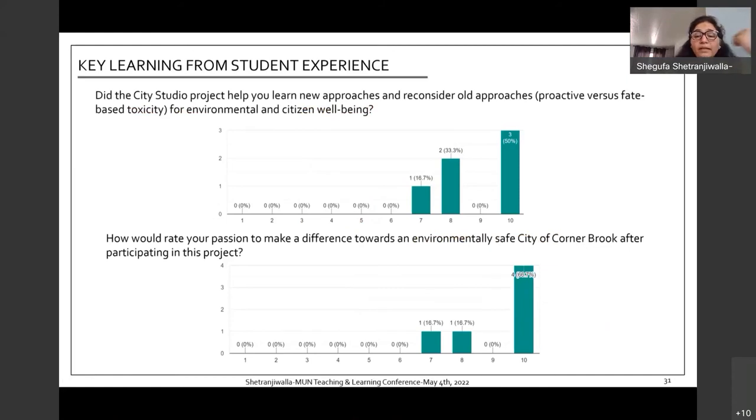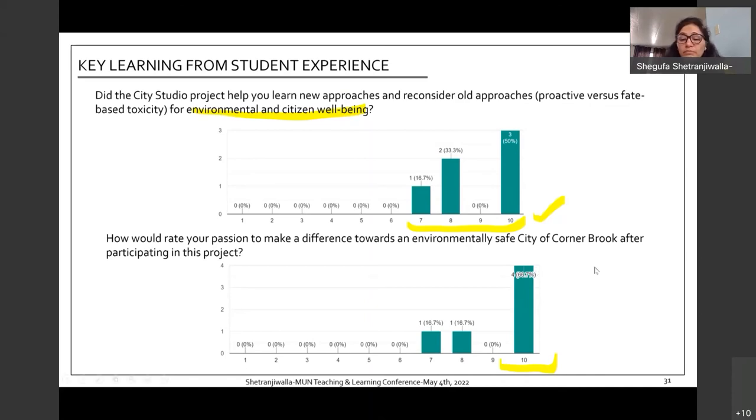Then, did they think that it helped environmental and citizen well-being? They definitely agreed, all from 7 to 10, that this allowed them to reconsider old faith-based approaches and think proactively towards citizen well-being. And would this empower them to actually make a difference towards a safe city of Corner Brook? You can see overwhelmingly they agreed that this really empowers them to make that difference.